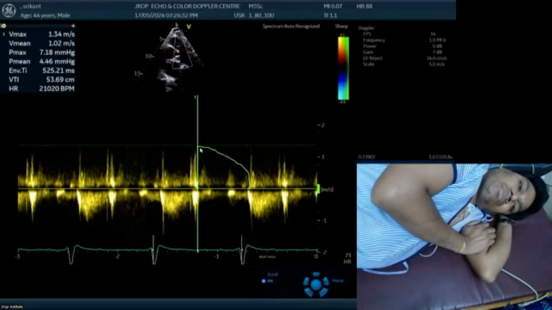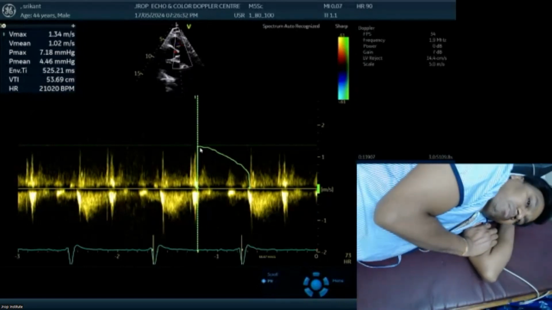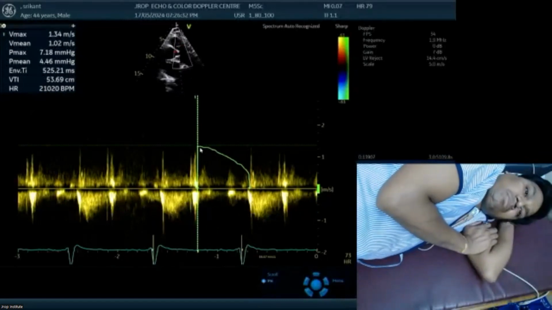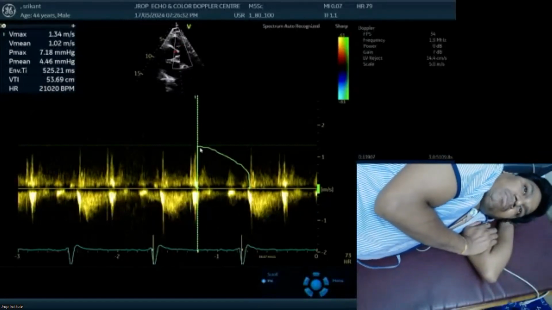Sir, good evening. While measuring the aortic VTI, there is a small jet between the 2 major aortic jets. A lot of times we do get small artifacts. How can we minimize it?